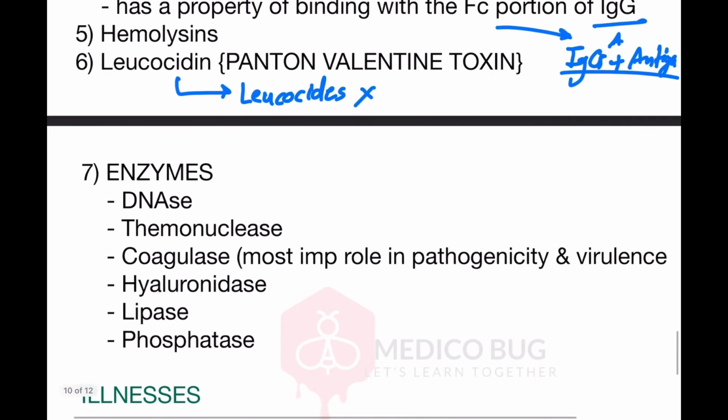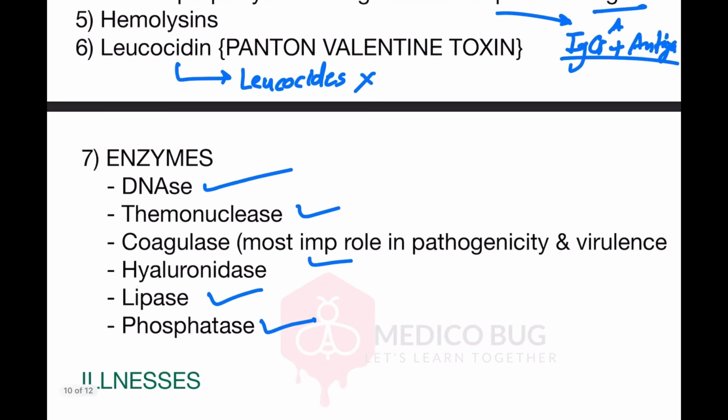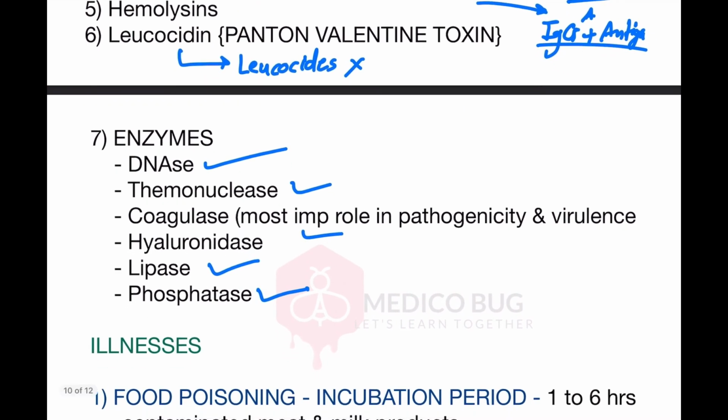And there are enzymes like DNase, thermonuclease, coagulase, hyaluronidase, lipase, phosphatase. So these are all enzymes which are very dangerous for our cells. So yes, all these things cause virulence in our body.